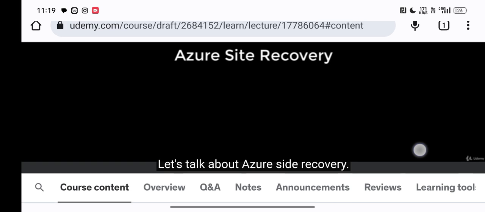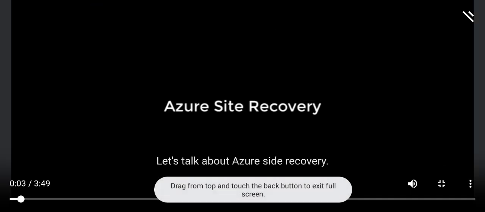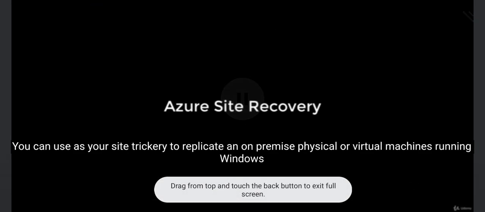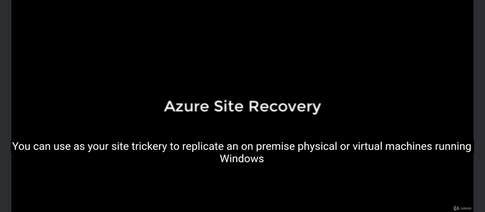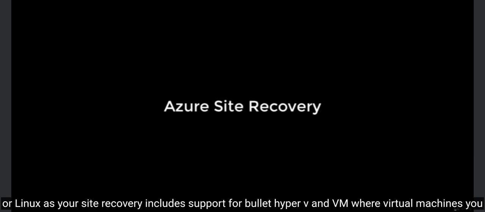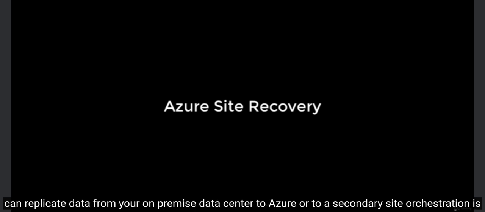Let's talk about Azure Site Recovery. You can use Azure Site Recovery to replicate on-premise physical or virtual machines running Windows or Linux. Azure Site Recovery includes support for both Hyper-V and VMware virtual machines. You can replicate data from your on-premise data center to Azure or to a secondary site.